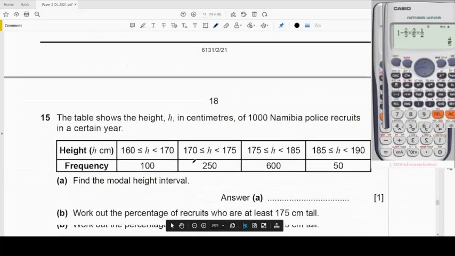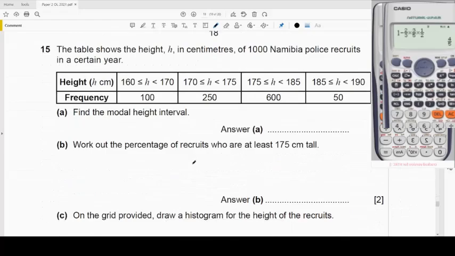Right, then our last question, number 15. We are told that the table shows the height h in centimeters of 1,000 Namibia police recruits in a certain year. So this is the data that we are given. Then we have to find the modal height. Now mode, or the modal height, that just means the one with the highest frequency. So you look here, this is 100, 250, and this one here is 600, and the next one is 50.